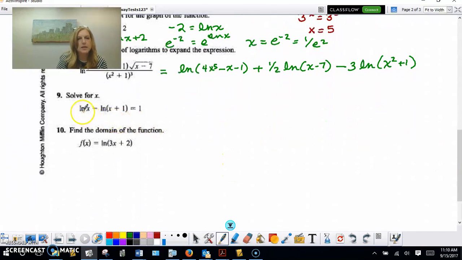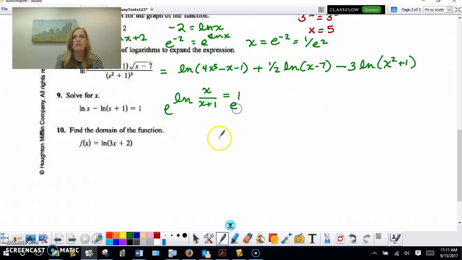All right, and number 9, solving for x. Whenever you are solving and you have logs, if you have more than one log, you are going to need to get them together using the properties. So I'm going to first apply the property that subtraction is division. And so we would have x over x plus 1 equals 1. So I use the log property. Then you are going to apply your base e exponential to both sides to get rid of this natural log.